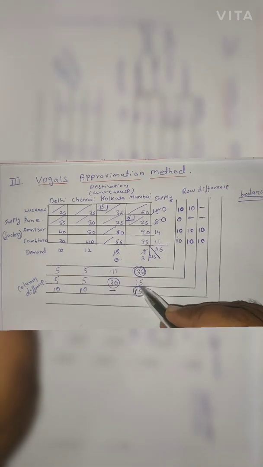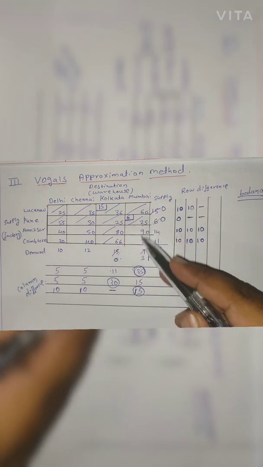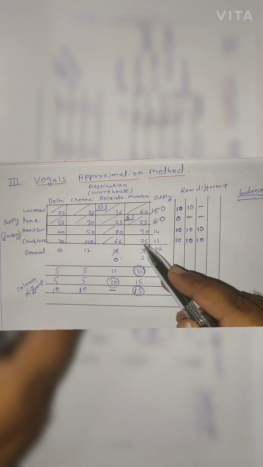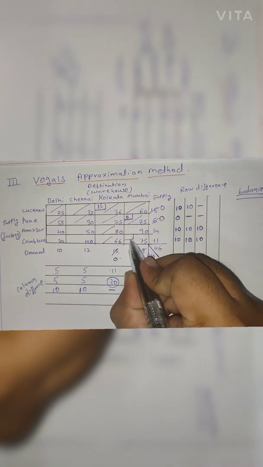Since this is the highest value, 15, we'll check the corresponding column. In this corresponding column, which is the lowest value, 75 or 90? It is 75. So here we'll draw a box.